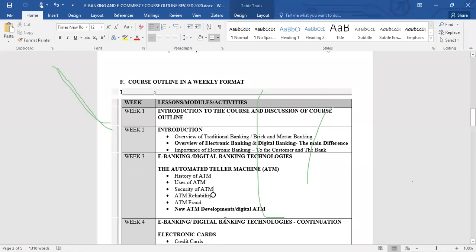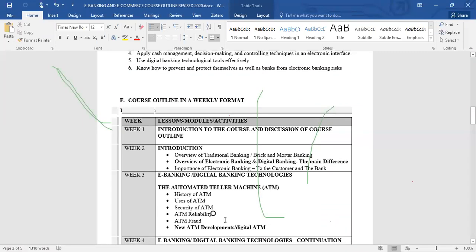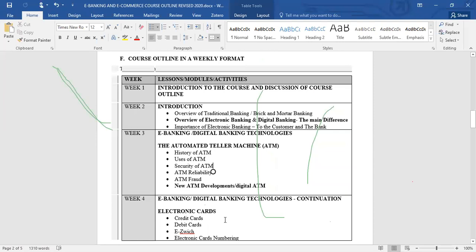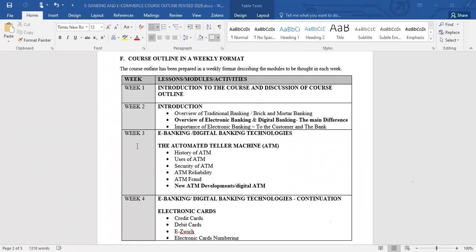Okay, so the second week, we will have introduction to electronic banking by, first of all, beginning with an overview of traditional banking. This overview of traditional banking will not be different from what Christine has already taught you. This is where we will try to define what banking is, what a bank is, what we mean by a bank, what some of their products are, etc.